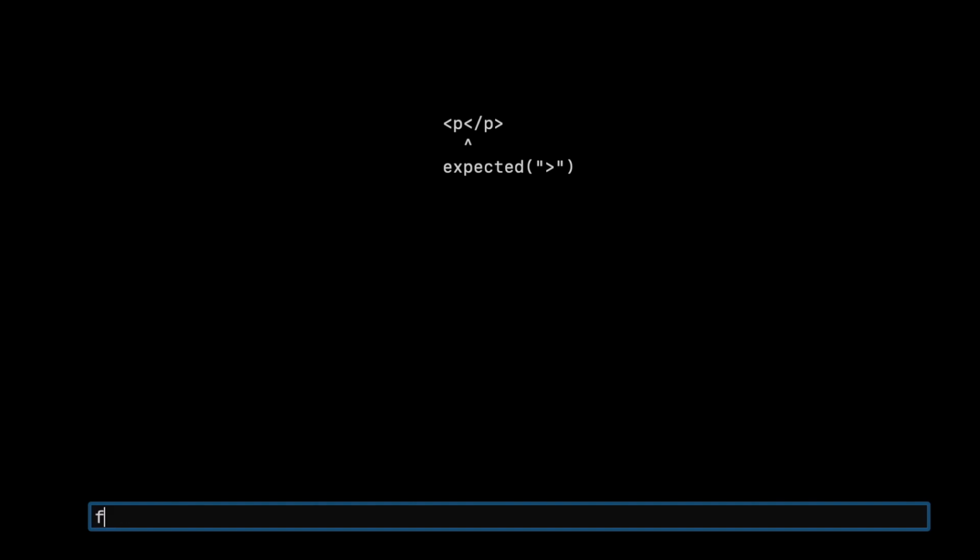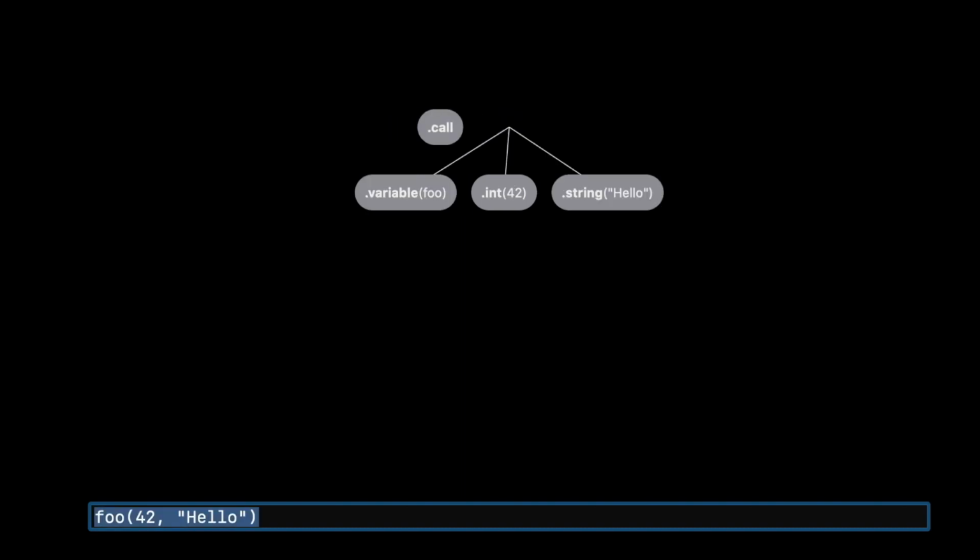And it supports function calls, so you can do something like foo and call it, and pass in parameters, maybe 42 and a string, and all kinds of expressions. And this gets parsed again as a tree, where we have a variable foo as the left-hand side of the call expression, and then it has two parameters, and that's the int 42 and the string hello.